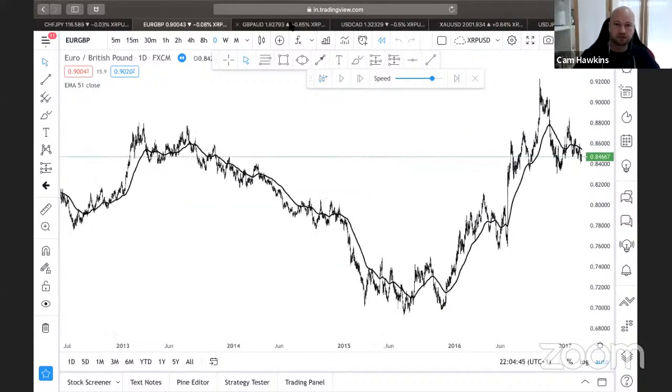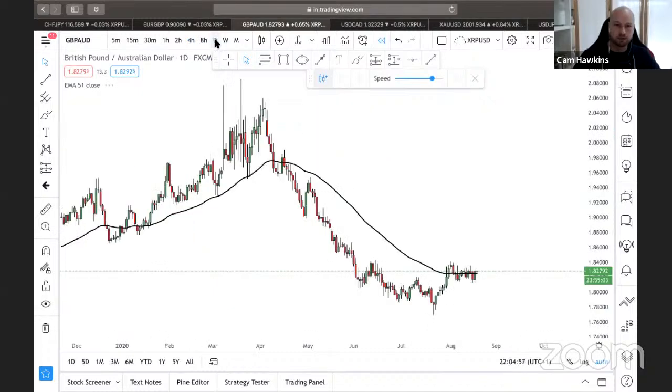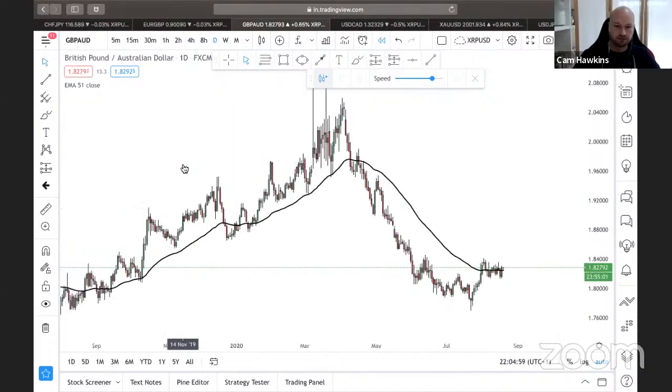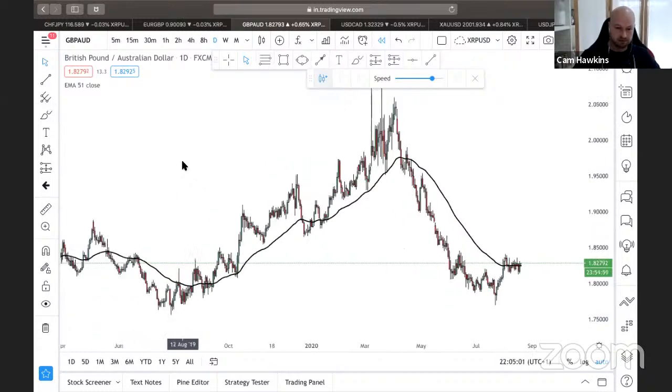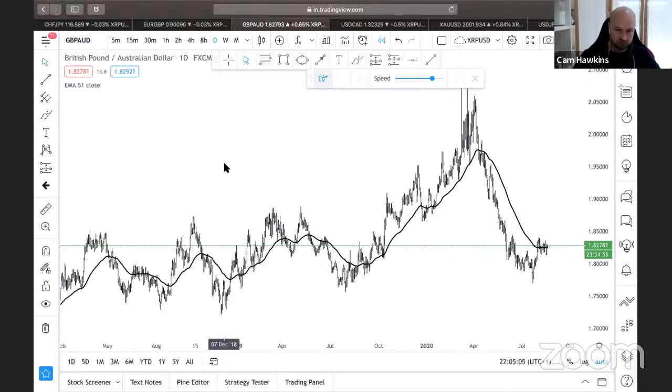Okay, this one, GBP AUD. It was on the 4-hour, maybe, on the first chart. Let's double check that. Going to daily. Okay, well, let's go back to... well, we'll do this, shall we? Actually, I like this. I like the look of this.